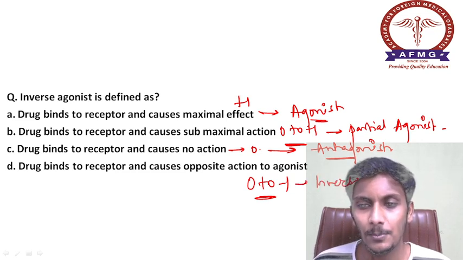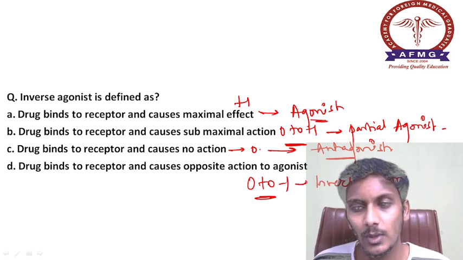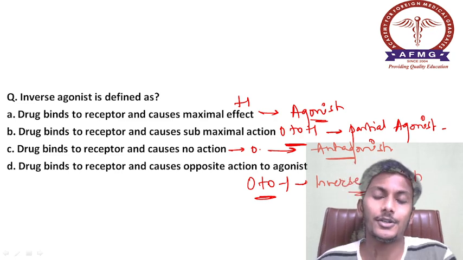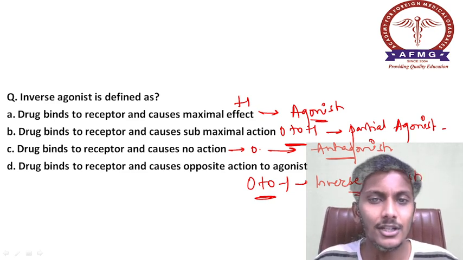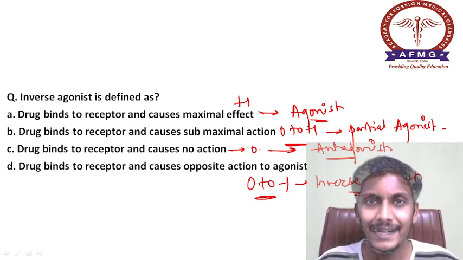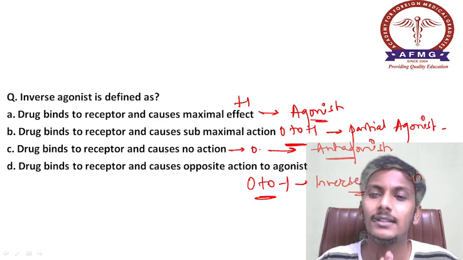This drug which causes opposite action is known as your inverse agonist. Important one. So please remember guys, maximal action, agonist. Submaximal action, partial agonist. No action at all, antagonist. And opposite action, then it is inverse agonist.